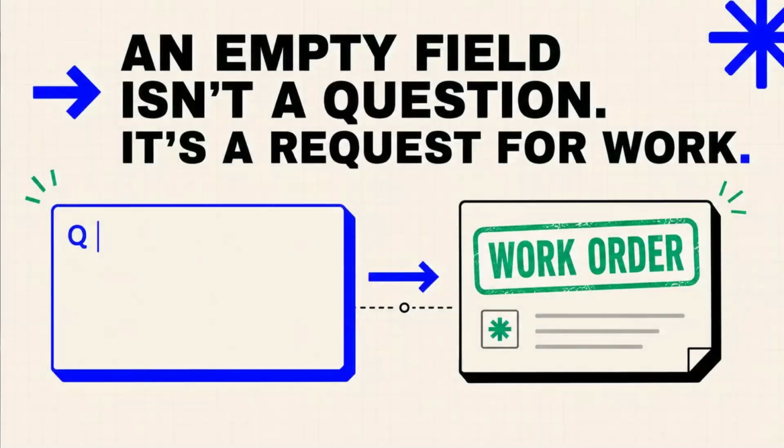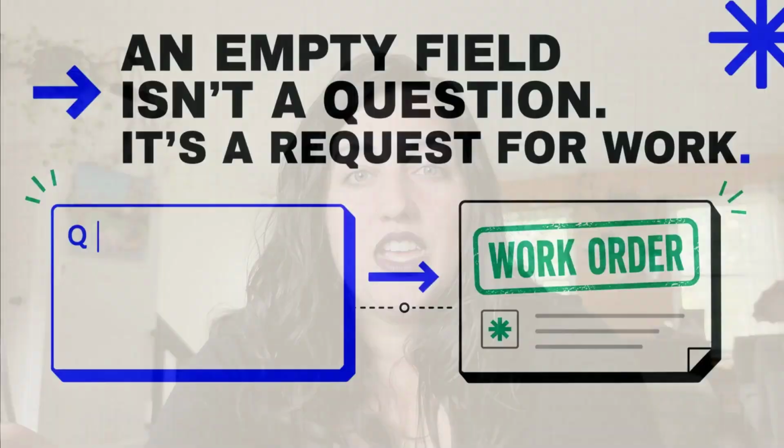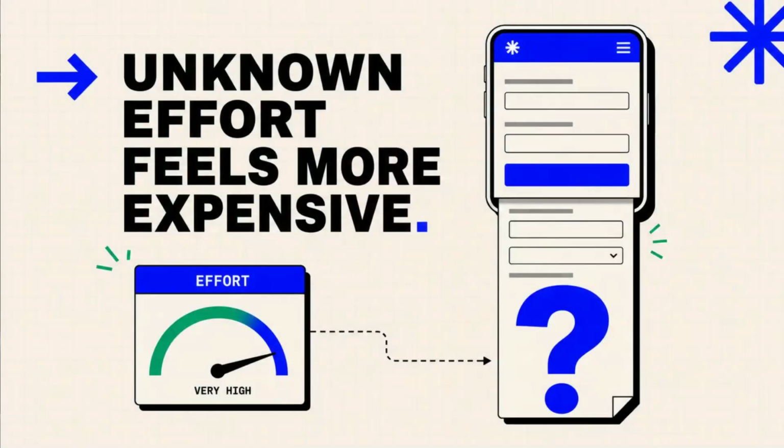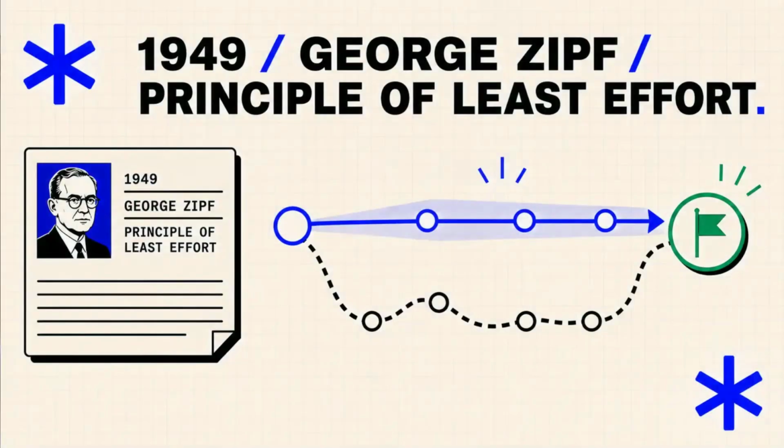So here's the thing about an empty field. It isn't a question. It's the effort that the user has to expend. So when I show you a blank input, I'm not asking for information. I'm asking for work, and an unknown amount of work, because usually you can't see the bottom of the form. You have no idea how long it's going to take. So your brain hates seeing a question mark next to the amount of effort needed in something, which leads us to the research principle of least effort.